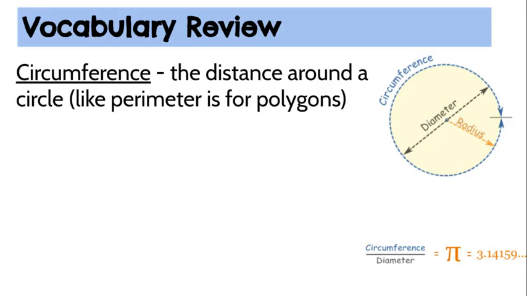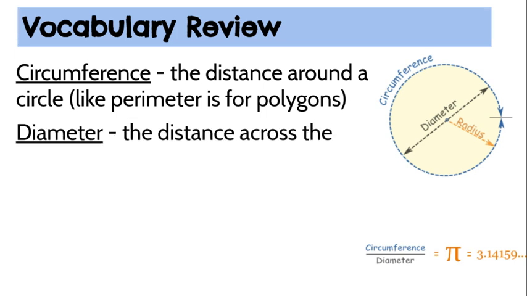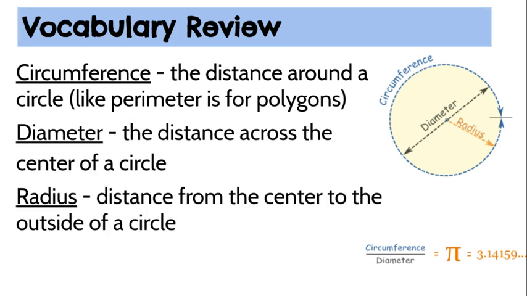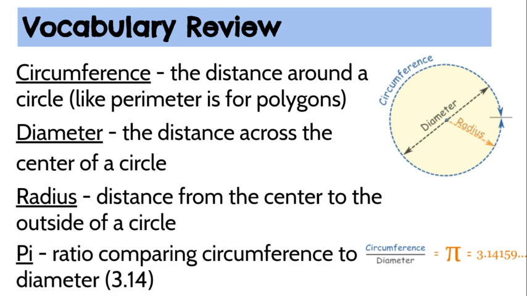Just to review, circumference is the distance around a circle, diameter is the distance across the center of a circle, and the radius is the distance from the center to the outside of the circle. And when we looked at circumference, we discovered that pi, the number we use is 3.14, really comes from that comparison of the circumference to the diameter, that about 3 diameters would wrap around to make the circumference.